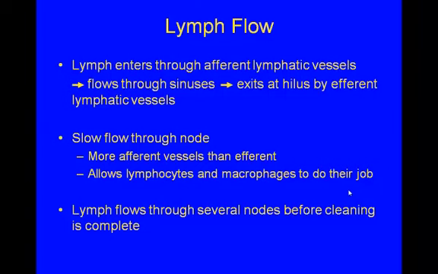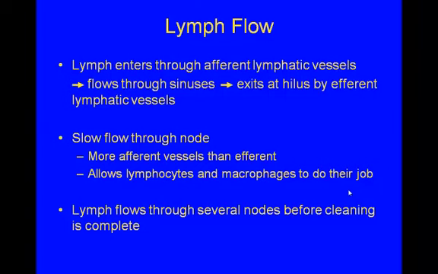All right, so lymph flow. Lymph enters through the afferent lymphatic vessels. Afferent is always going into something. You talked about it in the nervous system, and we'll talk about it now. You'll also have afferent and efferent when dealing with the urinary system, so it's something you should be getting more familiar with by this point. So afferent is leading into the lymph node. Then it flows through the sinuses and exits at the hilus, which is just the branch, by efferent lymphatic vessels.